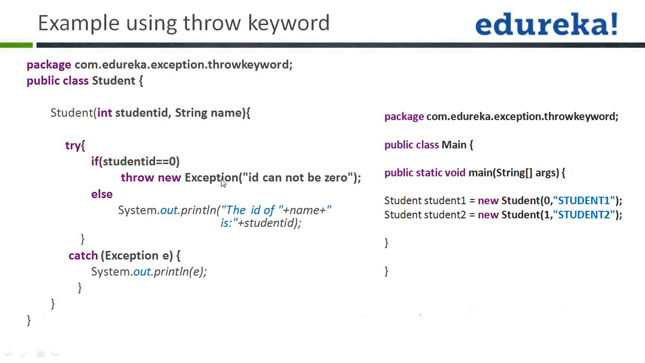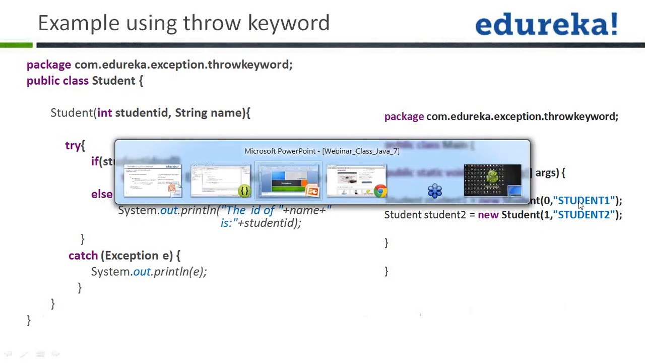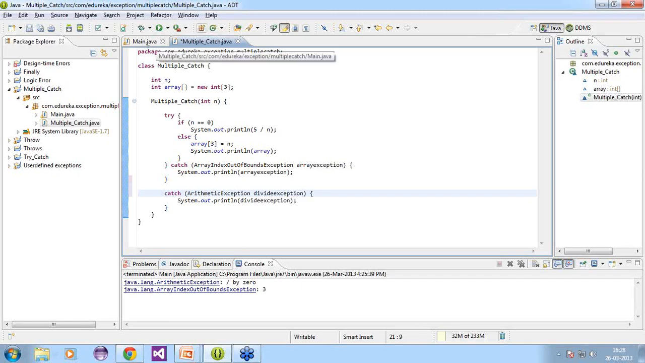Now if it is an exception, throw will directly come to the catch block and you can print the exception itself. That will be ID cannot be 0. In the main method you have got two objects. You created two objects of class student. One is student 1, the other is student 2. First one's ID is 0 and student 1 is the name. Second one's ID is 1 and student 2 is the name. Okay, so when I run this code, I go to Eclipse.